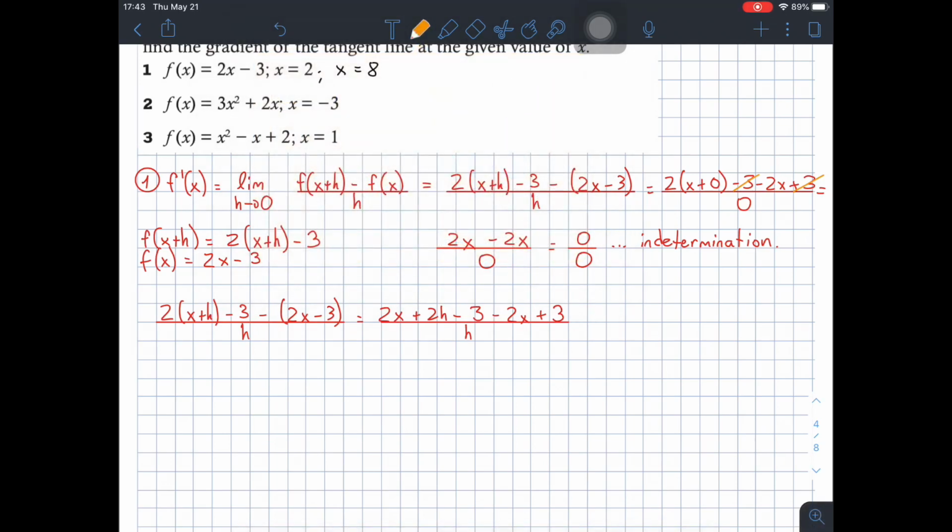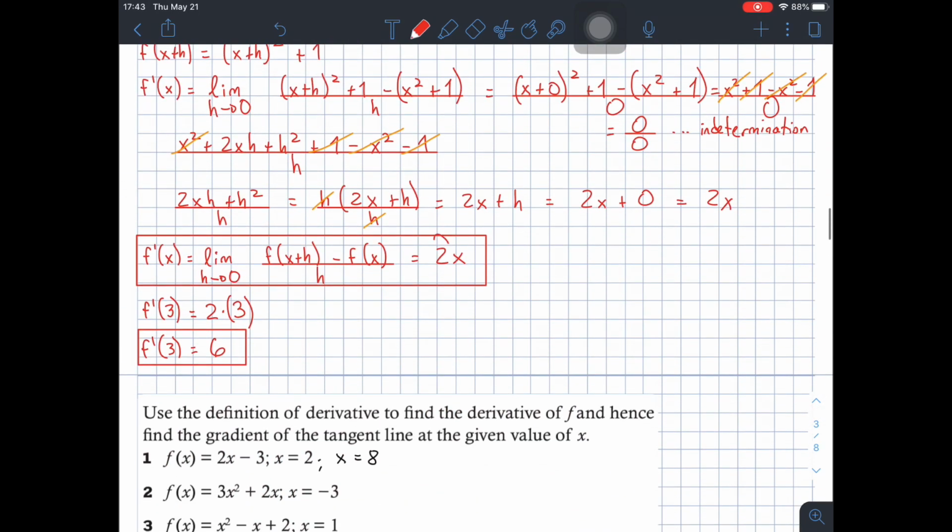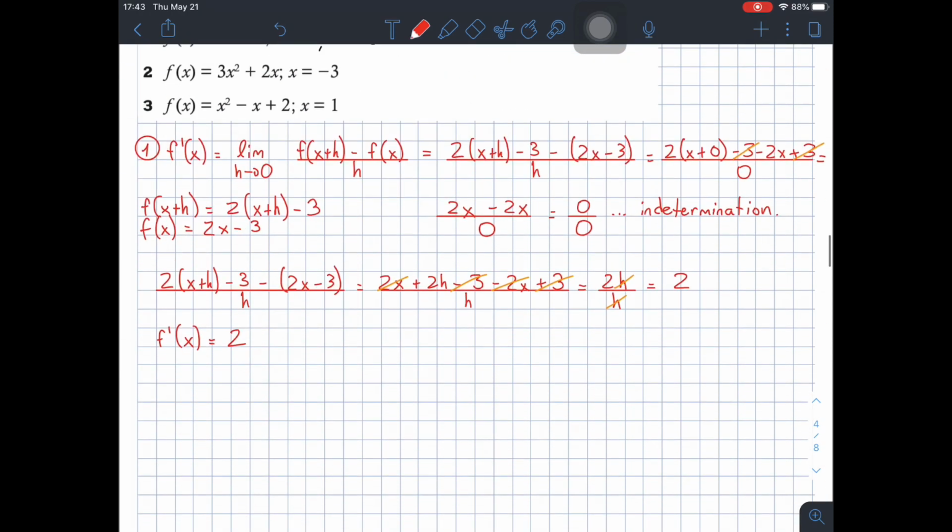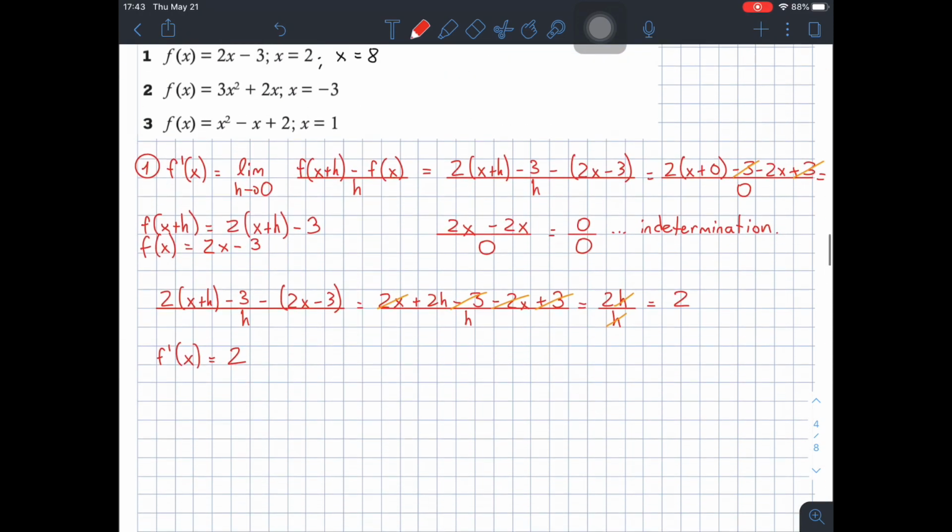If I simplify like terms, this one disappears with this, and we get 2h over h. You see that the h simplifies, h and h, so we get a number, which is 2. In this particular case, the gradient function, f prime of x, is equal to 2, and it's completely independent of x. There's no x as we had in the previous example, where we had 2x. In this case, the gradient function is independent of x.